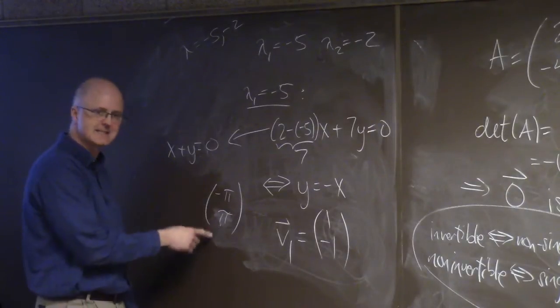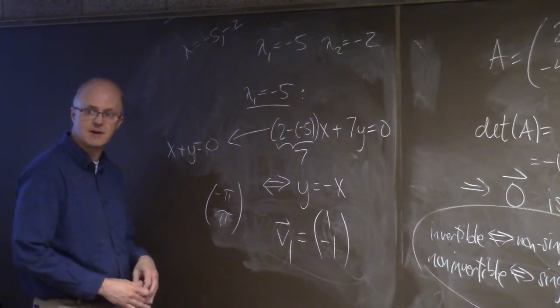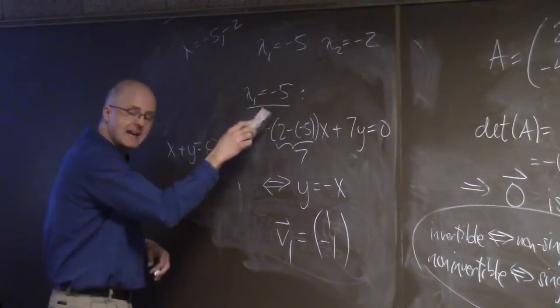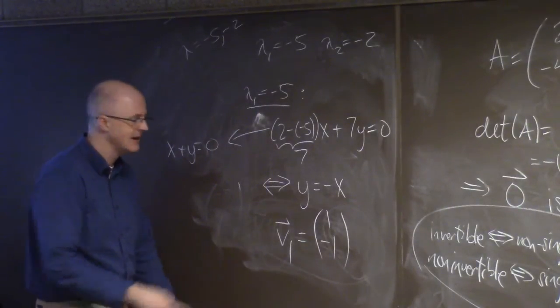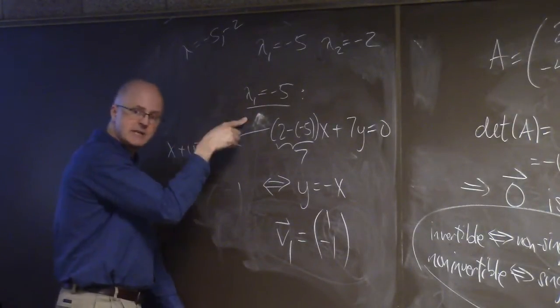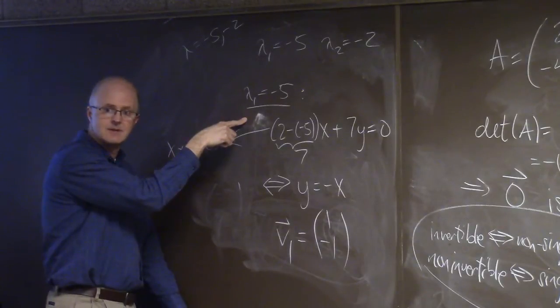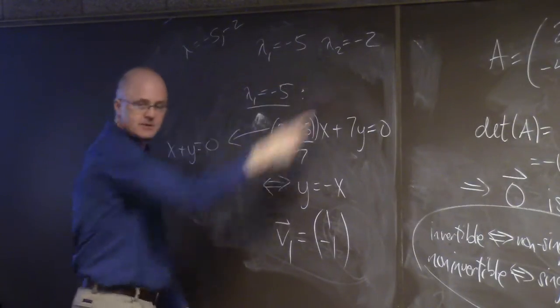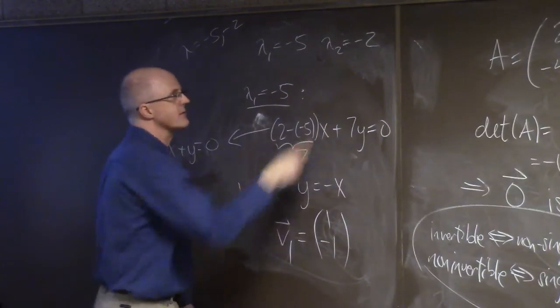As long as these components are the opposites of each other, that'll be an eigenvector for this eigenvalue. I need to emphasize that too. Eigenvectors always correspond to particular eigenvalues. This is not an eigenvector for the other eigenvalue.